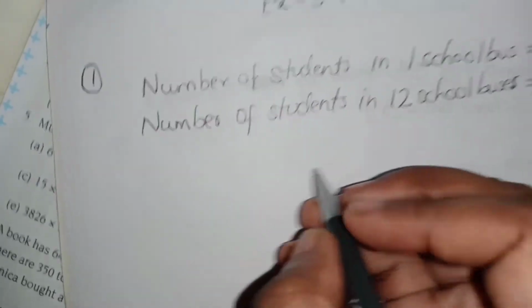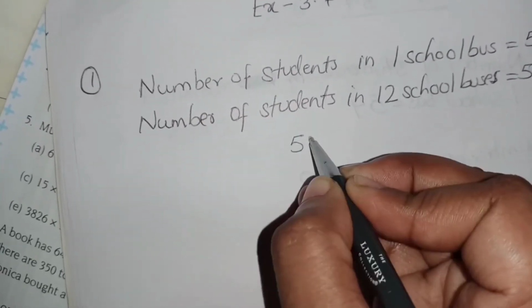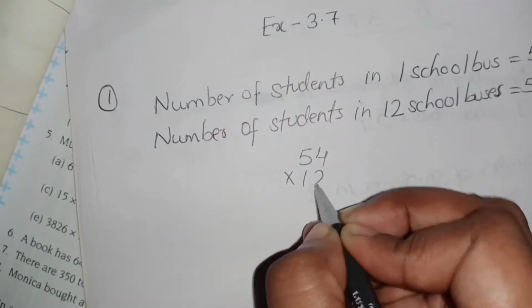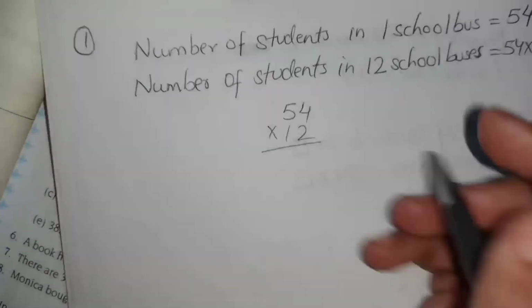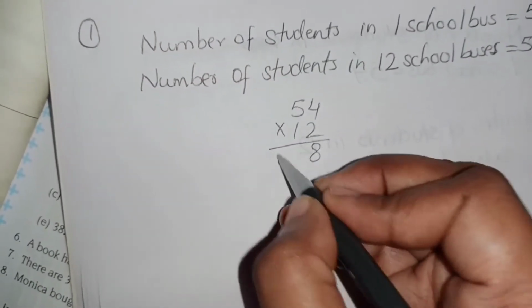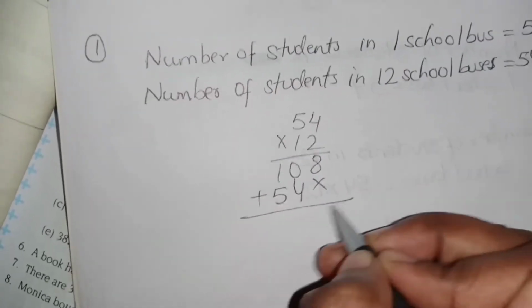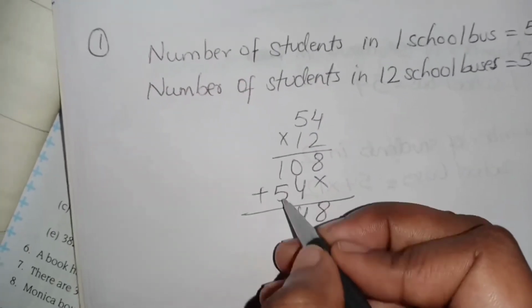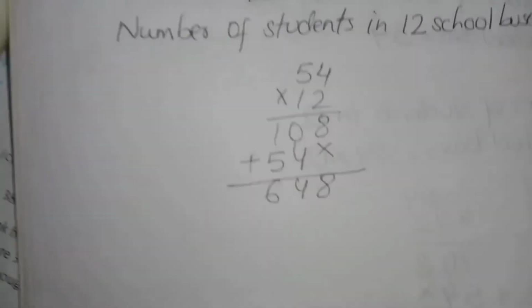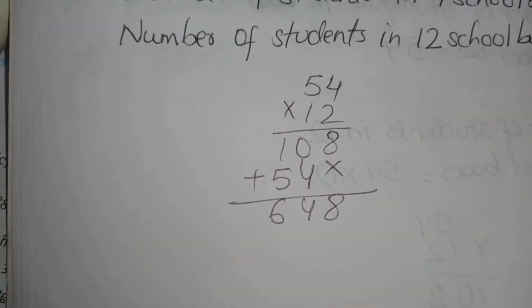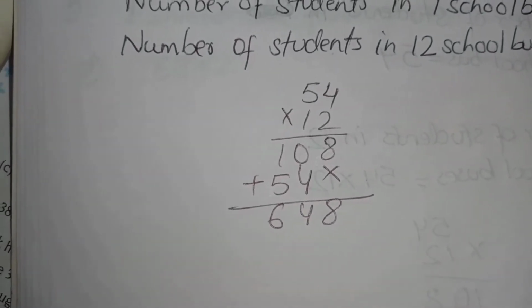We have to multiply. Okay, now what will you do? You will write here 54 into 12, and you know the multiplication. 2 4s are 8, 2 5s are 10, 1 4 is 4, 1 5 is 5. Then what do you have to do? We have to add: 8, 4, 1 plus 5 is 6. That means 648 students can be carried in 12 school buses.